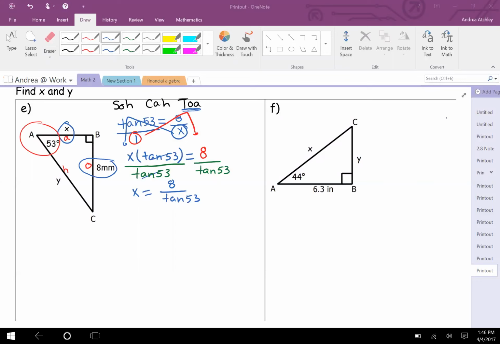Then you're going to click on that, and it's going to have sine, cosine, tangent, and then sine -1, cosine -1, tangent -1. You just want to use the arrow buttons to arrow over to tangent. And then inside those parentheses that it gives you, hit 53. And then hit enter.